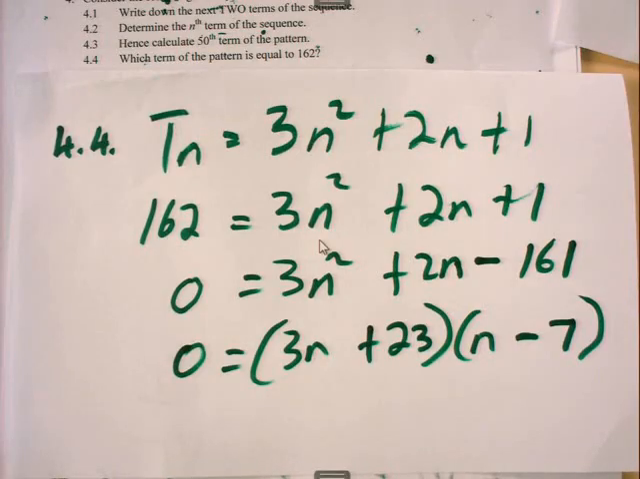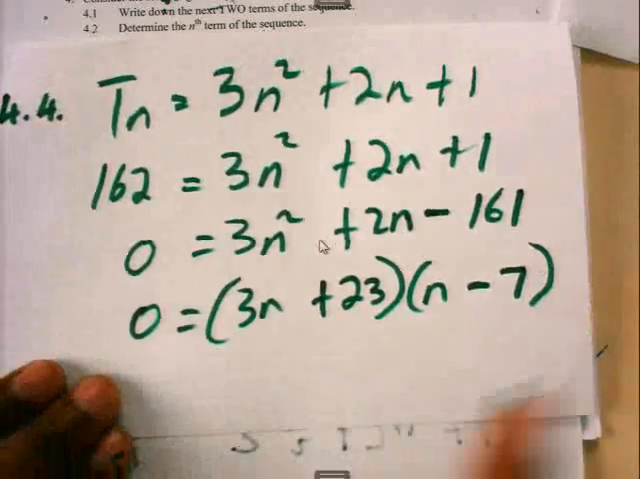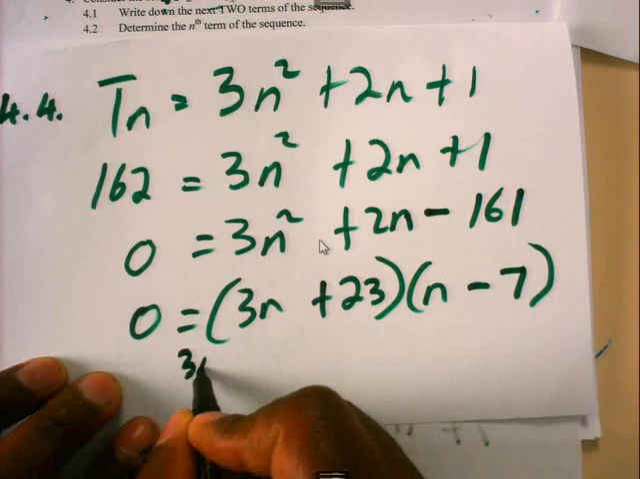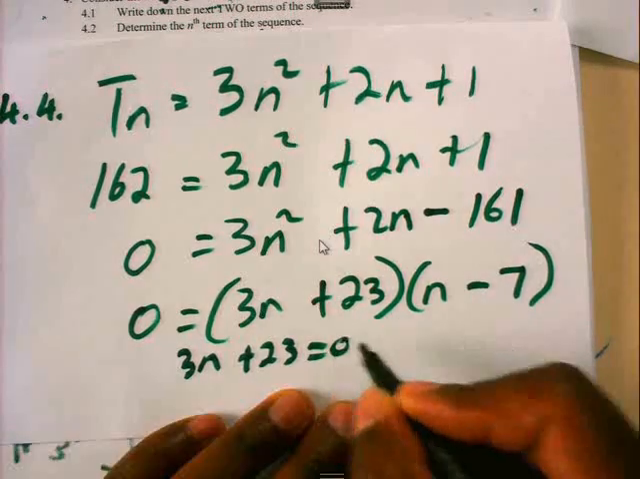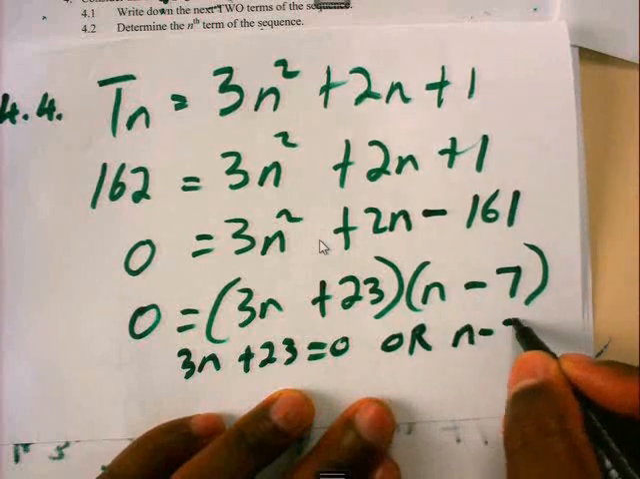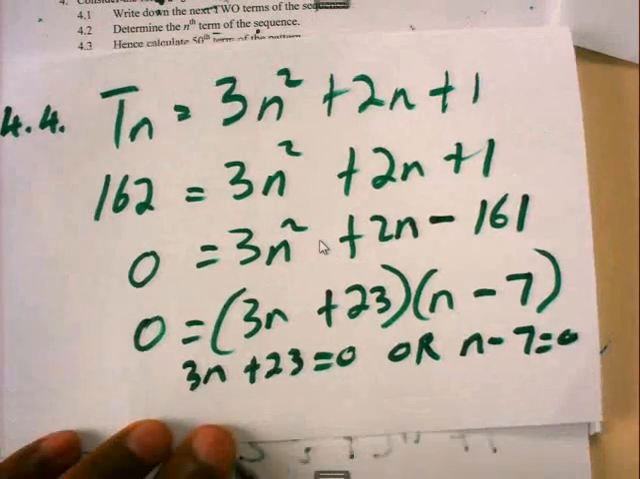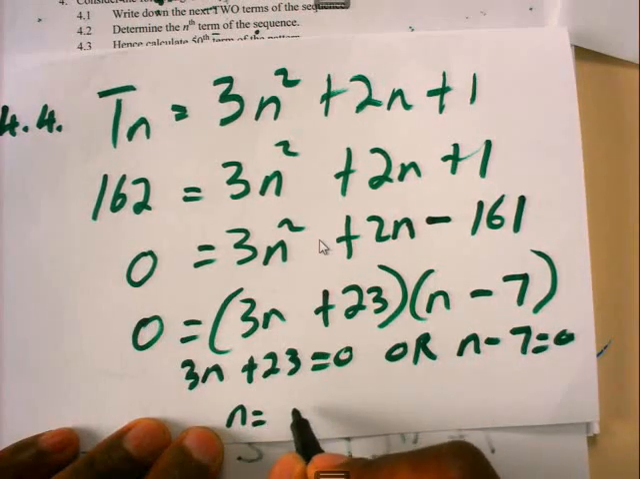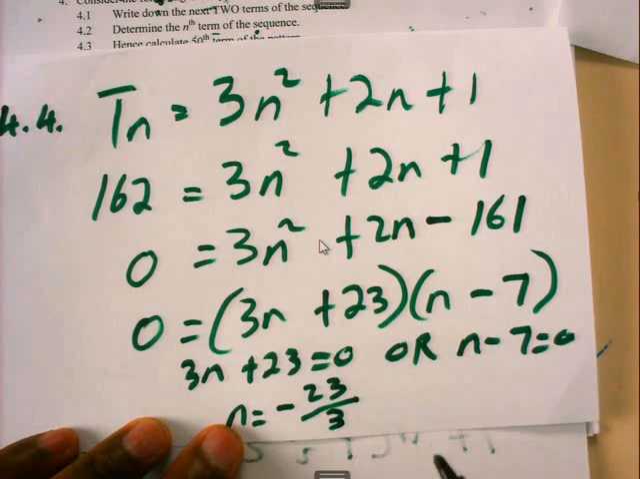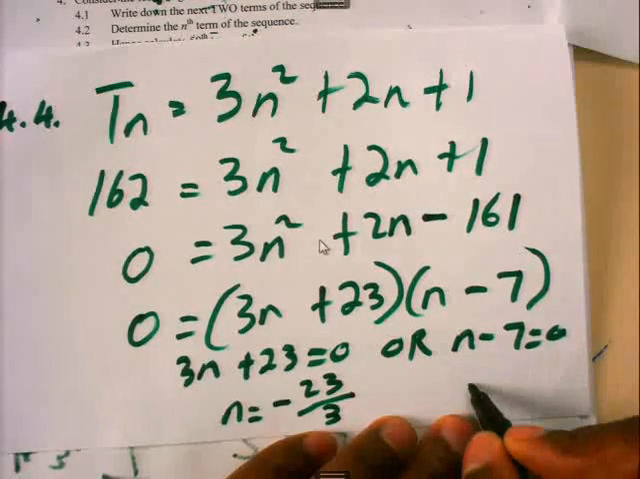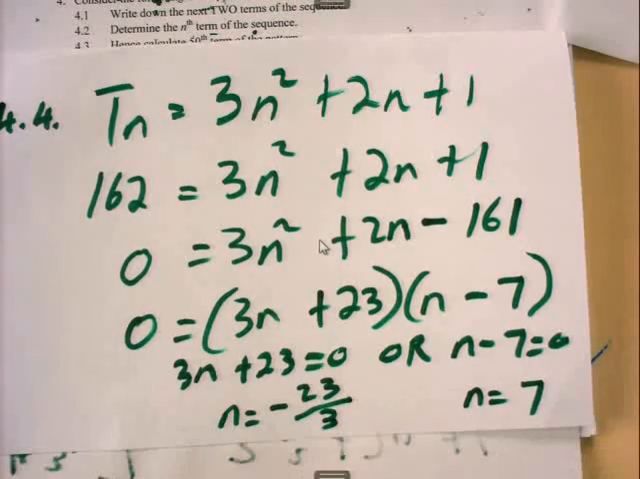Now we need to solve for n. If we solve for n here, it means 3n plus 23 is equal to 0, or n minus 7 is equal to 0. If you solve for n here, n will then be equal to minus 23 over 3, or n here will be equal to 7. Those are the two values of n.